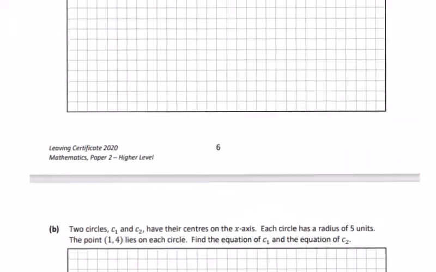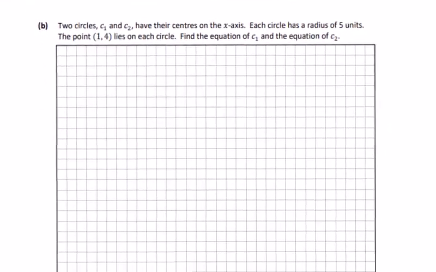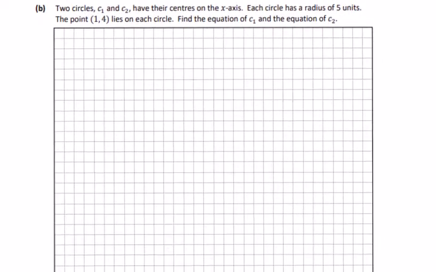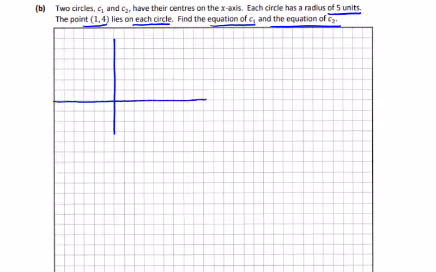And second part of this question, two circles have their centers on the x-axis and each circle has a radius of 5. The point (1, 4) lies on each circle. Find the equation of C1 and the equation of C2. Okay, so the point (1, 4) is on each circle, so let's do a little coordinate diagram here. So the point (1, 4), let's say it's here, and we'll call this the point A.